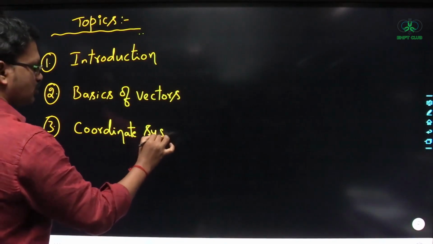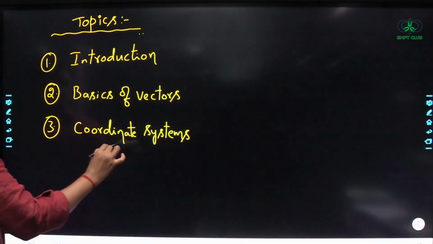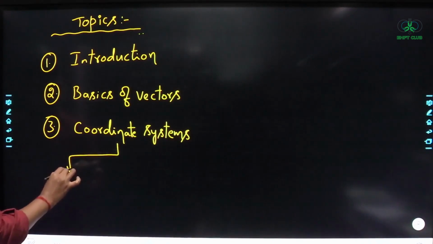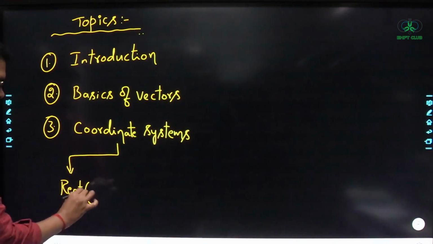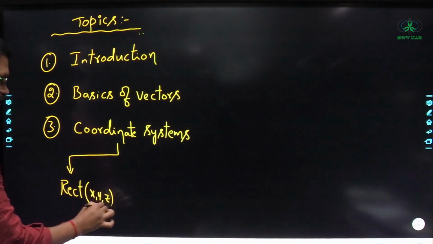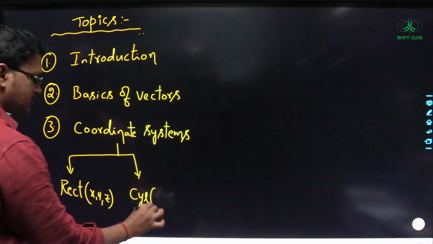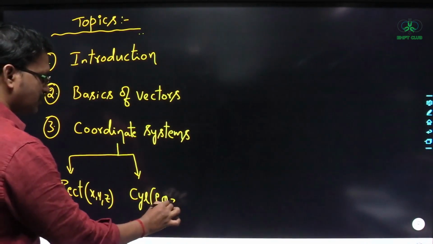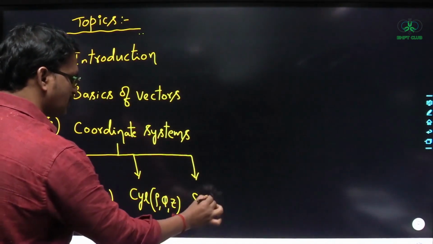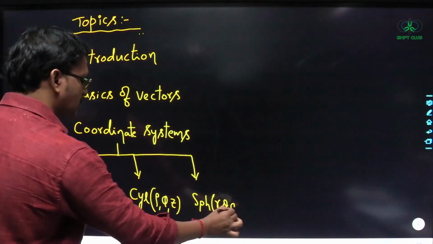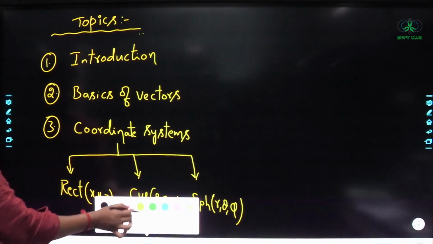Coordinate systems. The third topic is coordinate systems. In coordinate systems, we are going to cover the rectangular or Cartesian coordinate system, where the coordinates are x, y, z. Next, we are going to cover the cylindrical coordinate system, where the coordinates are rho, phi, z. And next we are going to cover the spherical coordinate system, where the coordinates are r, theta, phi.